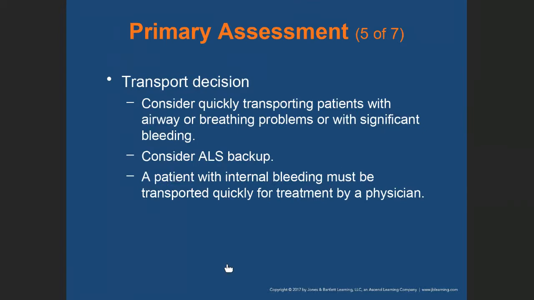After you have completed your ABCs, you should know what your patient's GCS is at this time. You should know if you need to do a rapid scan or focus, and you should know if this is a stay and play or load and go patient. So consider quickly transporting patients with airway or breathing problems or significant bleeding. Consider ALS backup. A patient with internal bleeding must be transported quickly for treatment by a physician.